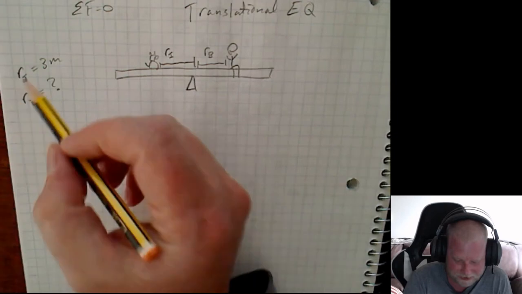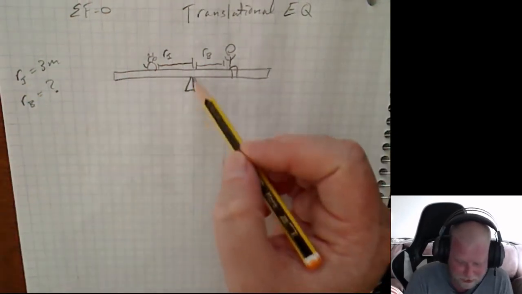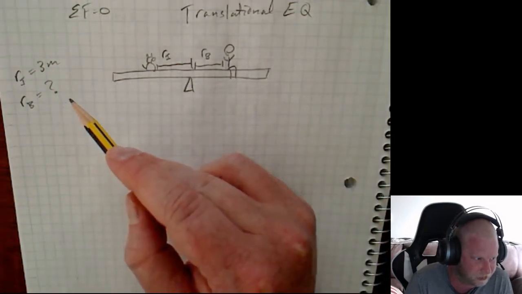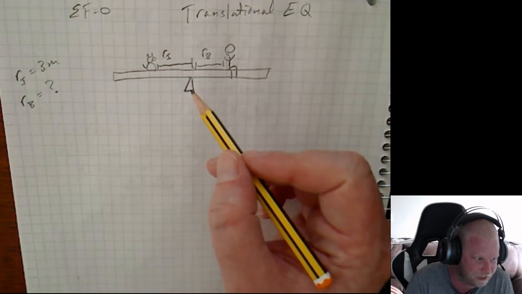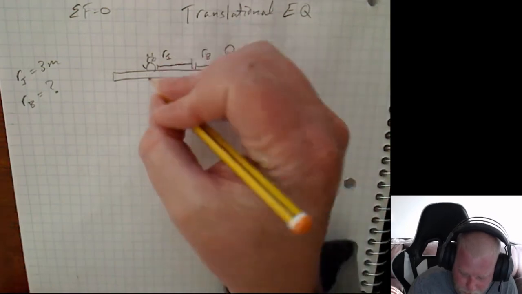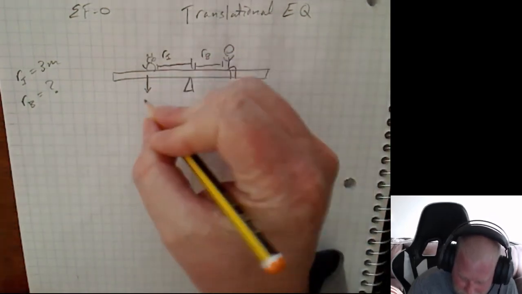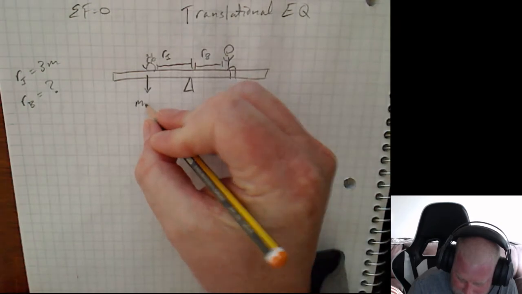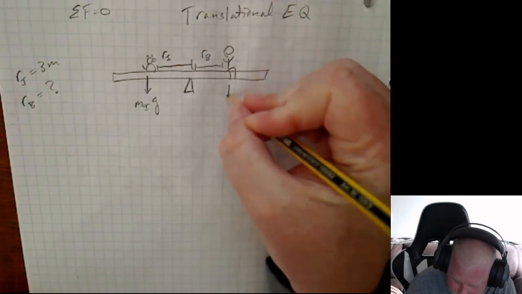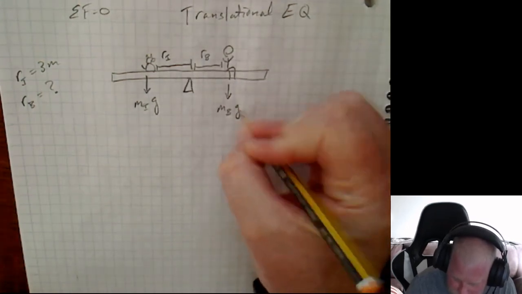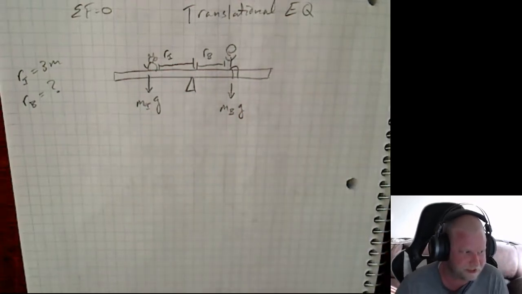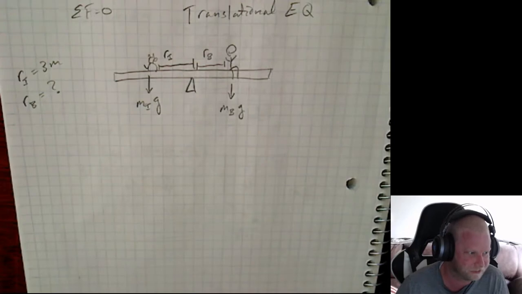Now keep in mind these distances, right? They're all measured from that pivot point. So anytime you are plugging in an R in your torque equation, keep in mind that one of the points that you're measuring from has to be the pivot point. Now, we know that the dog has some force of gravity acting downwards. And the boy also has weight. And so these two forces are what's going to be exerting torque on the seesaw itself.